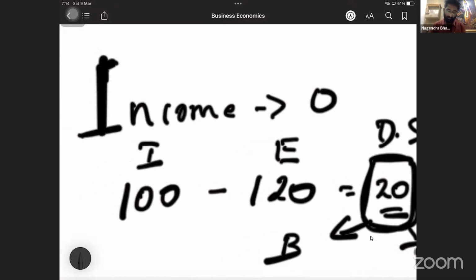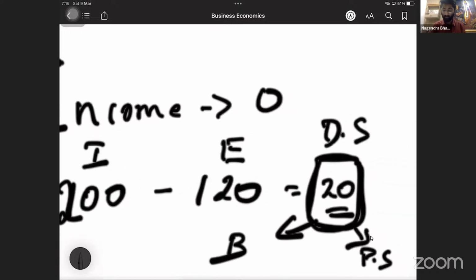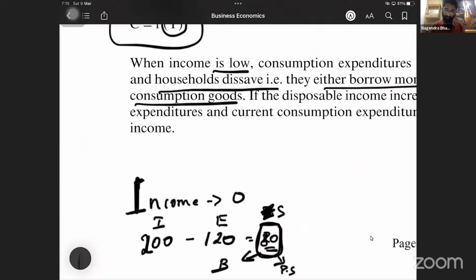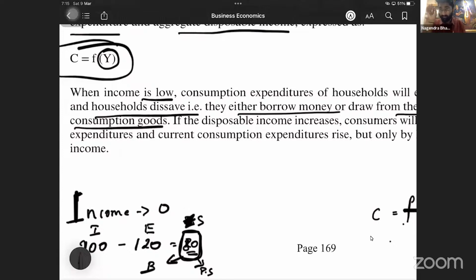What if my income is 200? Then 80 rupees is my savings. It's not dis-savings, it is savings. So there is a difference between dis-savings and savings. In the same way, even if you don't have income, there will be a minimum expenditure you have to make for your living purposes. Even in a business, even if there is no income, there will be some constant expenditure.